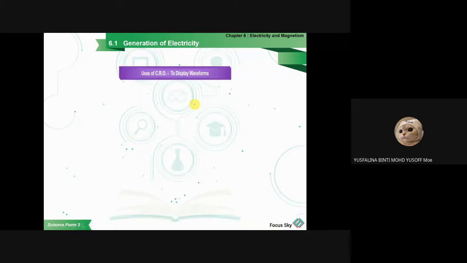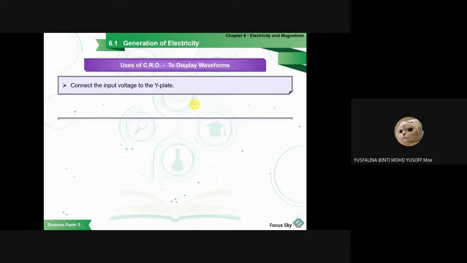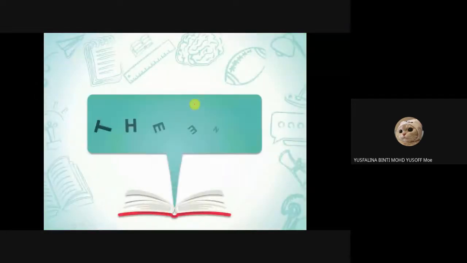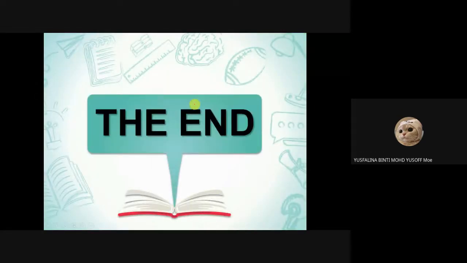This one also I already explained. This is a DC voltage. This is the AC voltage. Okay, all right. So we finish generating electricity.